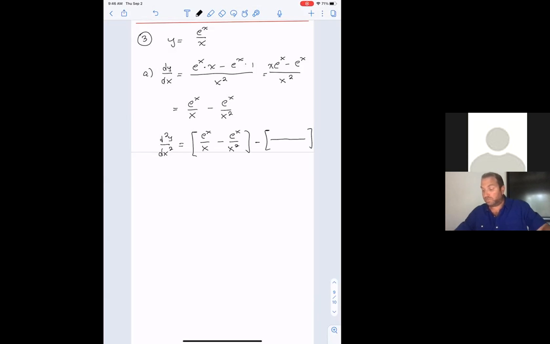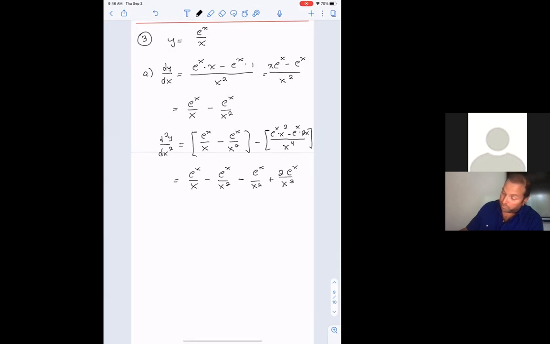Well, that's another quotient rule. Derivative of the top times the bottom untouched minus the top times the derivative of the bottom over the bottom squared, x squared squared, x to the 4th. So I get e to the x over x minus e to the x over x squared. I'll split up the next one as well. So minus e to the x over x squared minus the negative is plus 2 e to the x over x cubed, for a final answer of e to the x over x minus 2 e to the x over x squared plus 2 e to the x over x cubed.